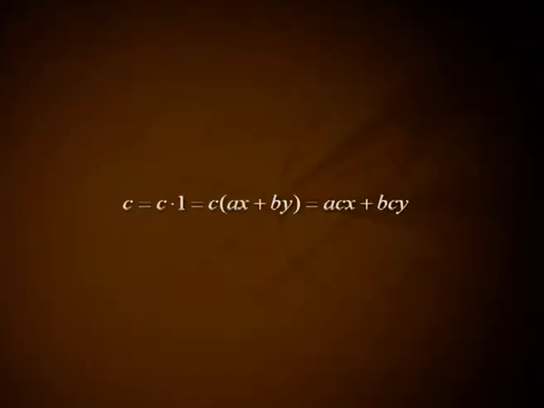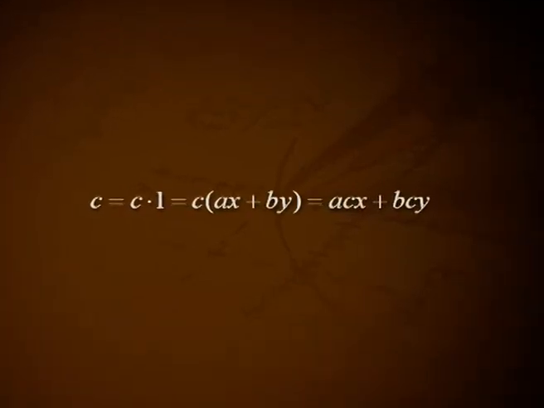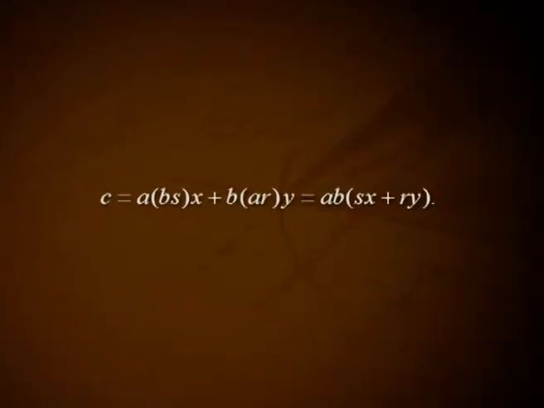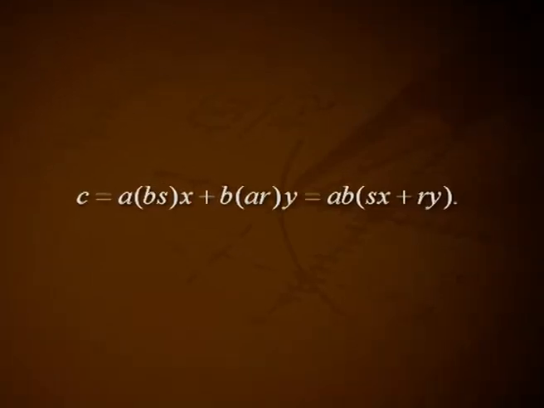Multiplying the last equation by c, we obtain c = c·1 = c(ax + by) = acx + bcy. If the appropriate substitutions are now made on the right hand side, then c = a(bs)x + b(ar)y, which is equal to ab(sx + ry). Hence, ab divides c. Our next result is of fundamental importance.